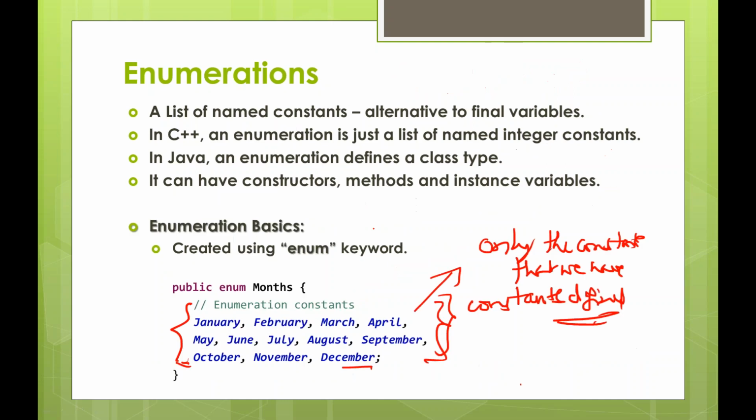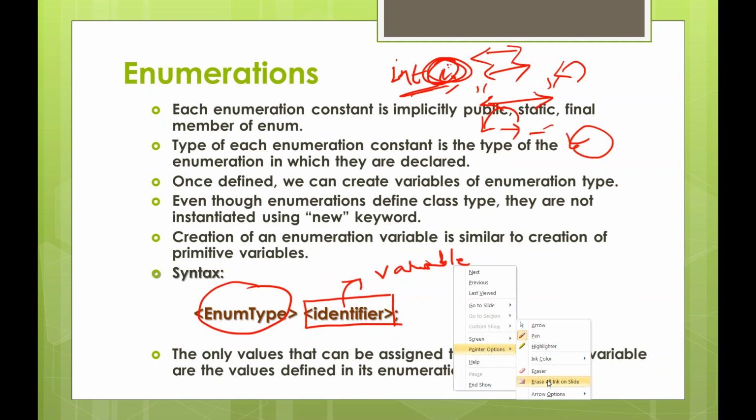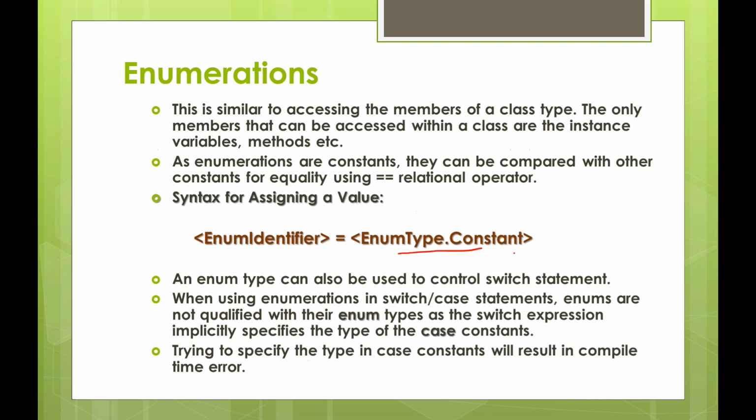Similarly, what is the range that you are specifying here? The valid values that you can assign to a particular enumeration type are these only. Only these values can be assigned to a variable of enumeration type. That is very important. If you try to assign some other value, that will result in a compile time error. You will not be able to do it.